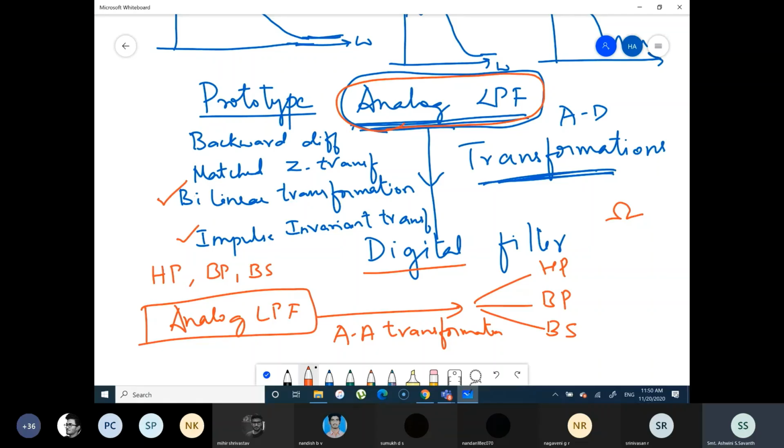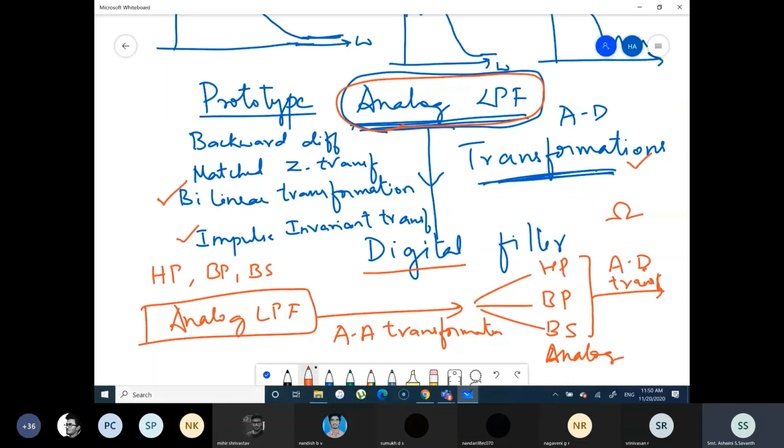Once you have applied the analog to analog transformations to convert into these filters, these are still analog in nature, right? After this, you apply the A to D transformations, that is, the analog to digital transformation, to convert it into a digital filter. Okay, is that clear?